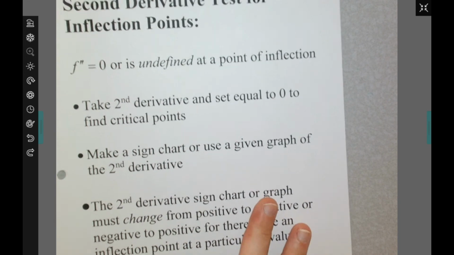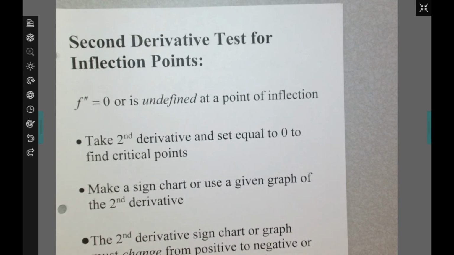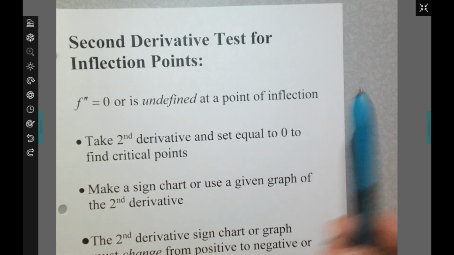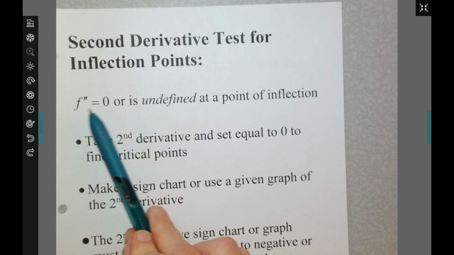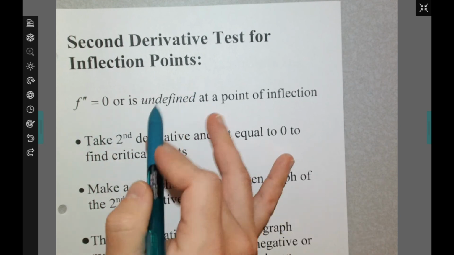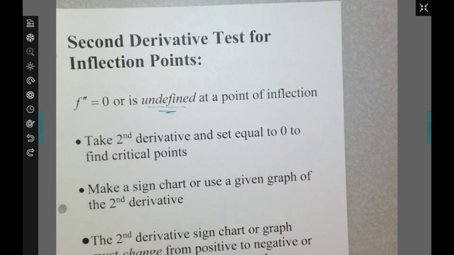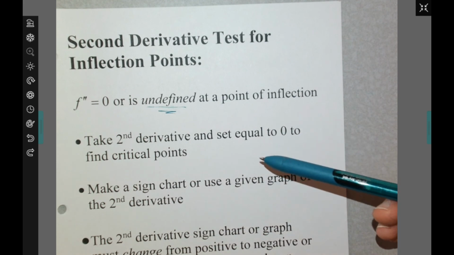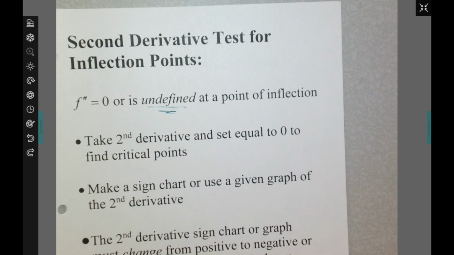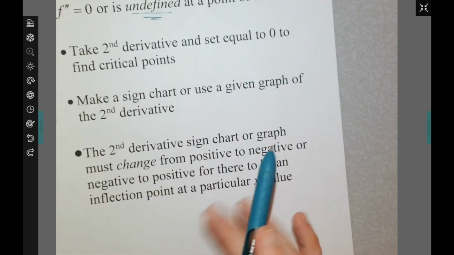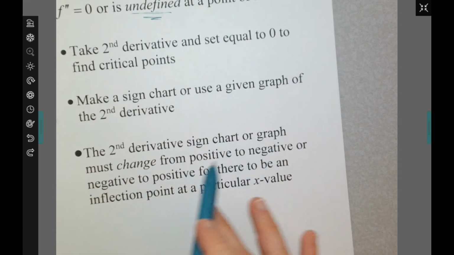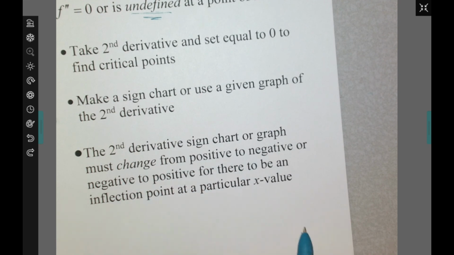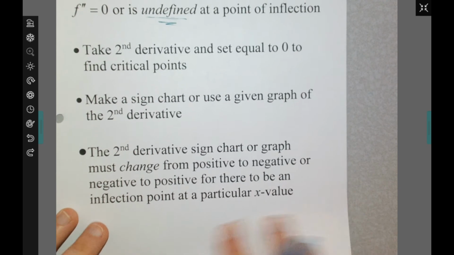And then the last test we're going to look at today is the second derivative test for inflection points, and we're going to go back to sign diagrams. So for the second derivative test, you're taking your second derivative, you're setting it equal to 0, or where the function is undefined, and we're actually going to do an example of that today. Take the second derivative, set it equal to 0, find the critical points, make a sign chart. And then for the second derivative sign chart, it must change from positive to negative. So we're not looking at increase, decrease, we're looking at positive, negative.